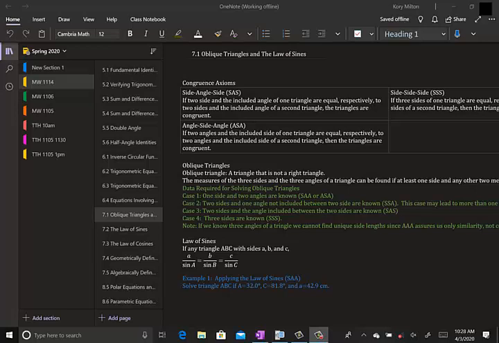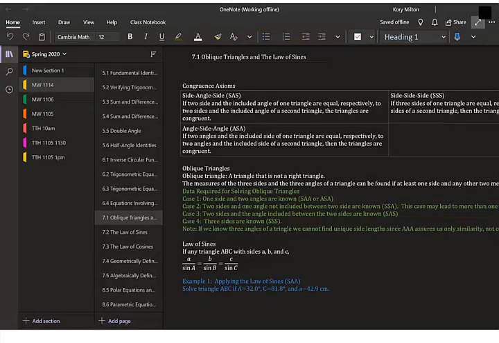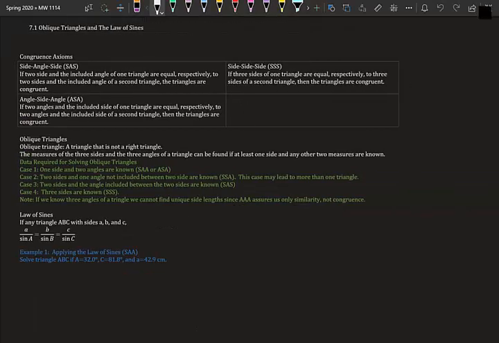7.1 Oblique triangles and the law of sines. So this entire time we've been working with right triangles. Oblique triangles are just the opposite. They're not right triangles. Alright, some things you might remember from geometry way back in the day.